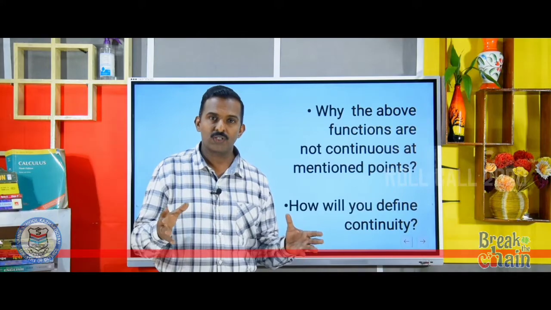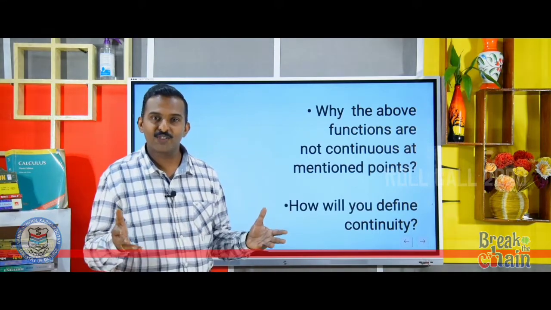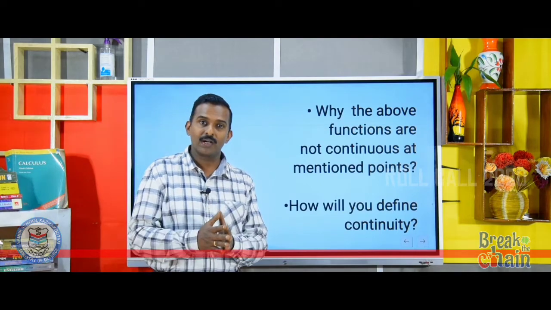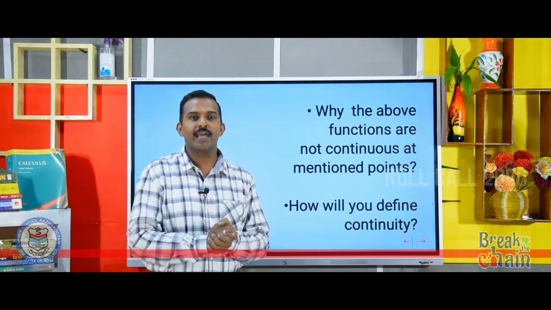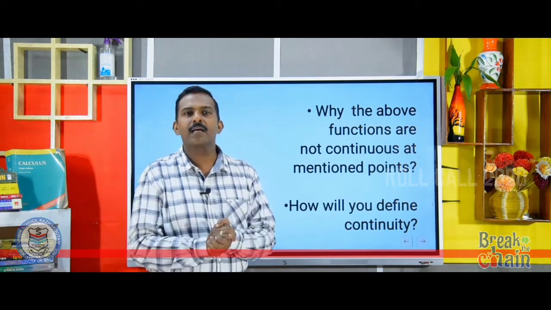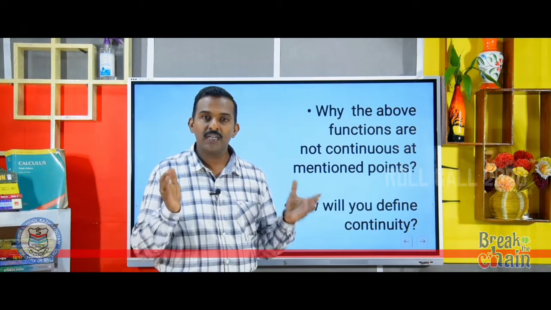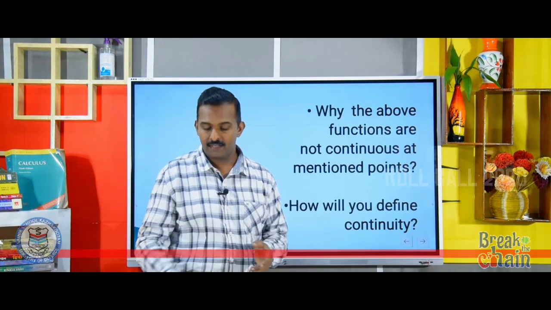The first function has broken at the point x equal to 0. The second function has broken at the point x equal to 1. So also the third function has broken at the point x equal to 1. Therefore, if the graph breaks at a particular point, the function will be called discontinuous at that particular point.